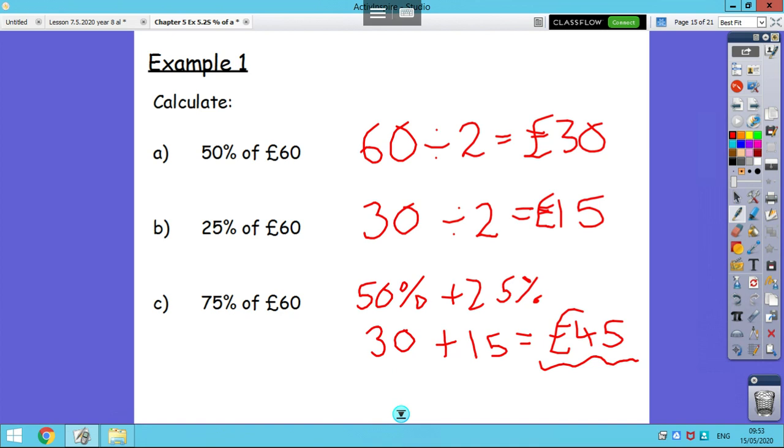So really make sure you understand that. We divide to get from 50% to 25%, we half it because 25% is half of 50. And so we do the same here. We half it, okay? That's how we've got our 25% there.